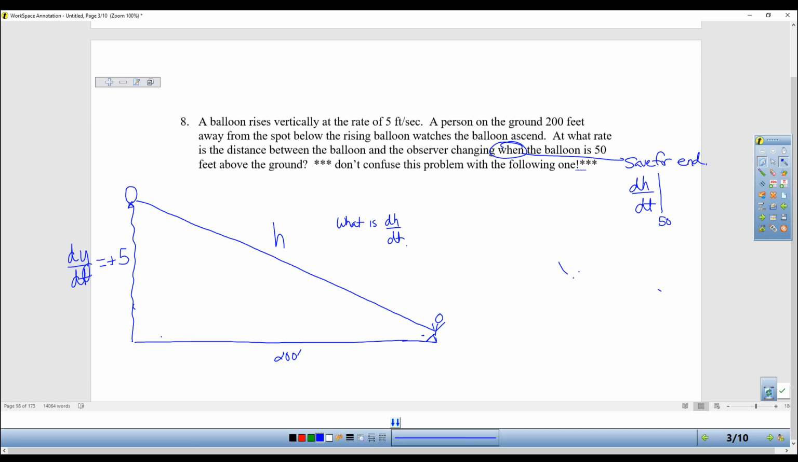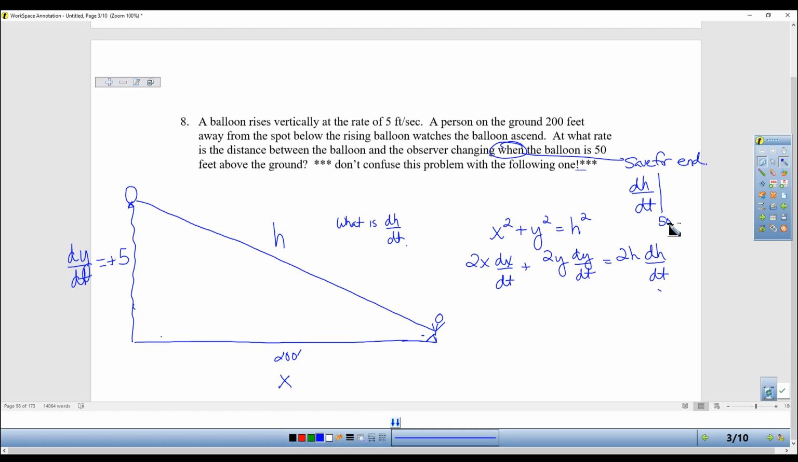The thing that connects all these pictures is going to be x, we'll call this x. x squared plus y squared is equal to h squared, which means we can use our little implicit differentiation trick. So x squared is going to be 2x, taking the derivative of everything with respect to t. 2y dy/dt is equal to 2h dh/dt. So this is my general formula.